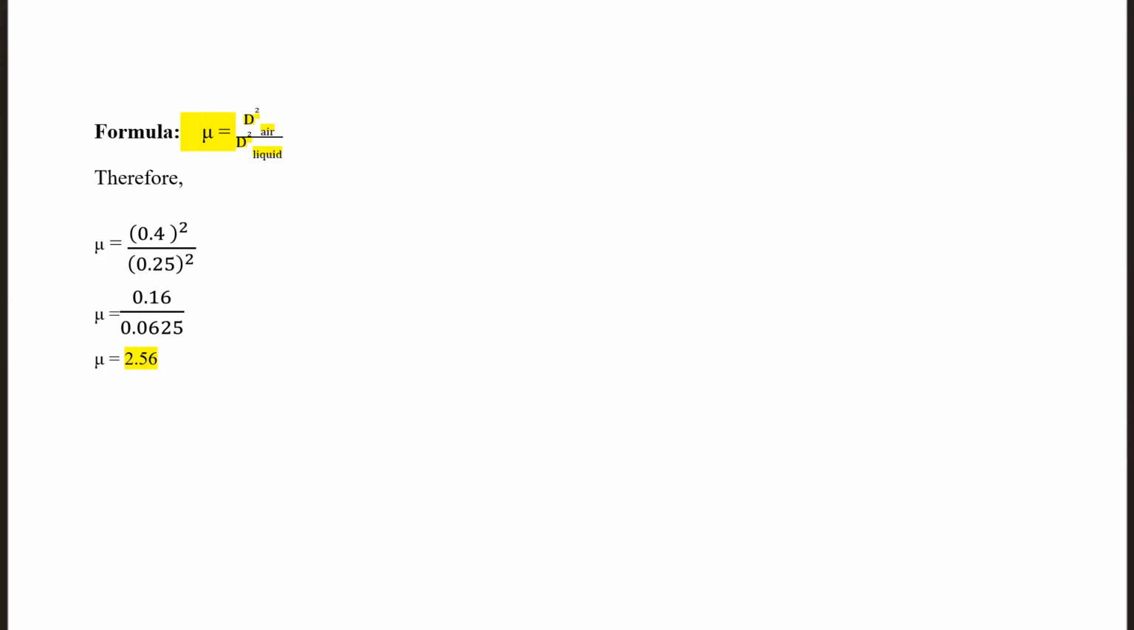Refractive index is a unitless quantity, so no need to give the unit. But for whatever quantities have units involved with them, you must provide the unit. Here you may give the final conclusion statement: the refractive index of the liquid is 2.56. So these are some numericals which we have seen related to Newton's ring experiment.